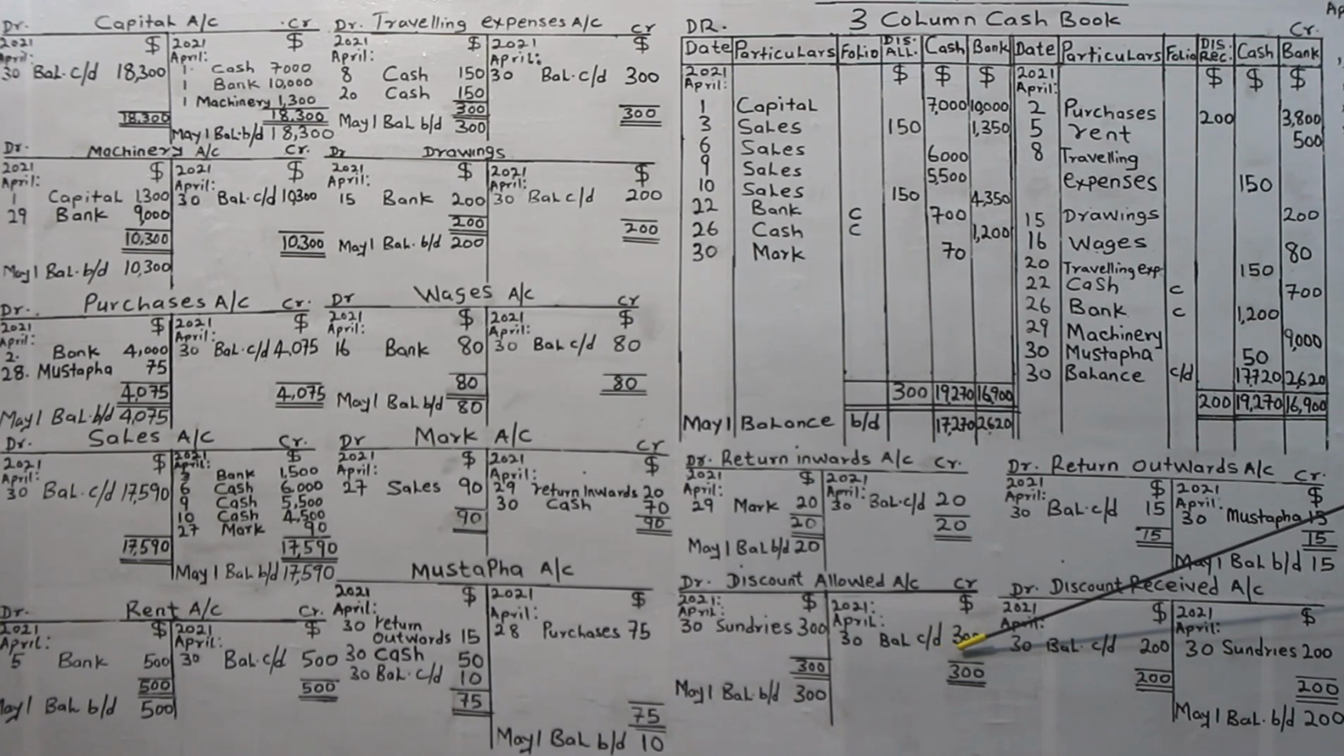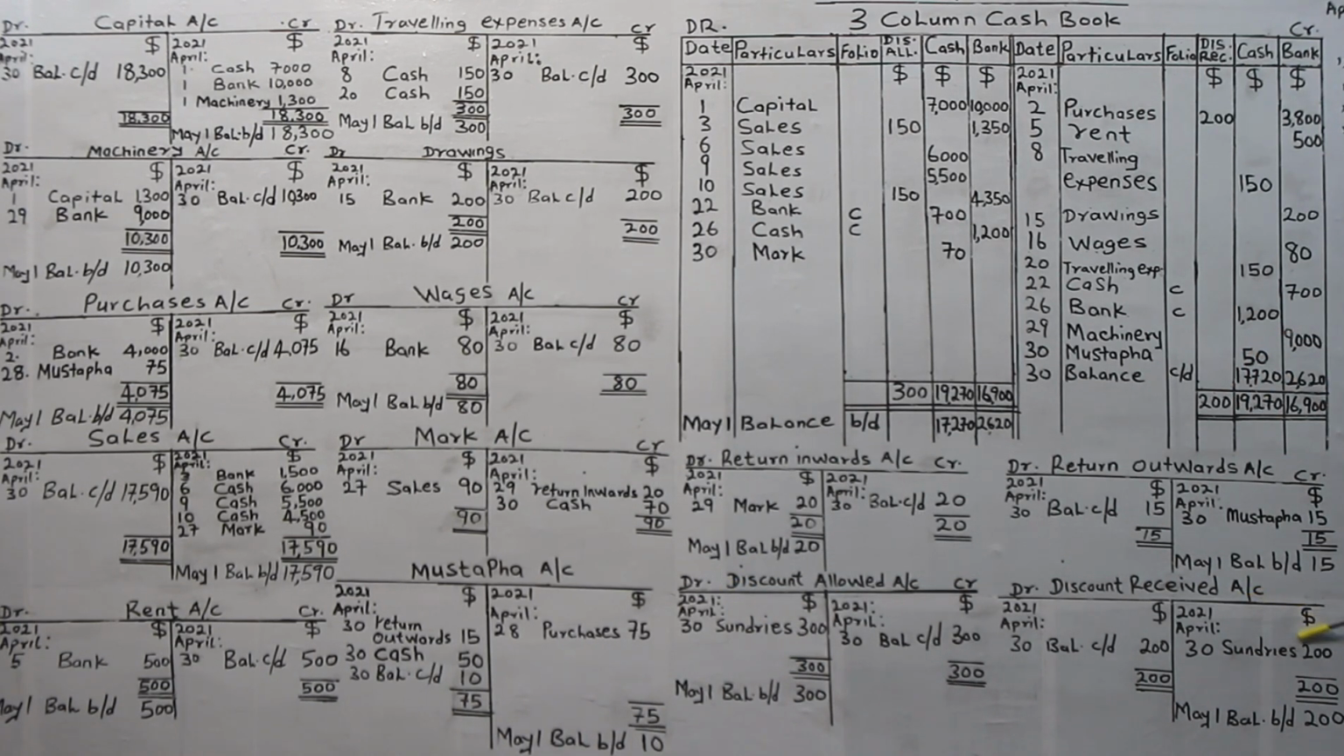Finally, the balance carried down of 300 is taken back to the debit side of the discount allowed account and becomes the opening balance or the balance brought down for May 1st, 2021.